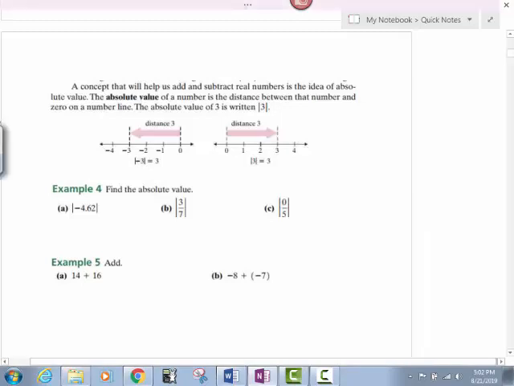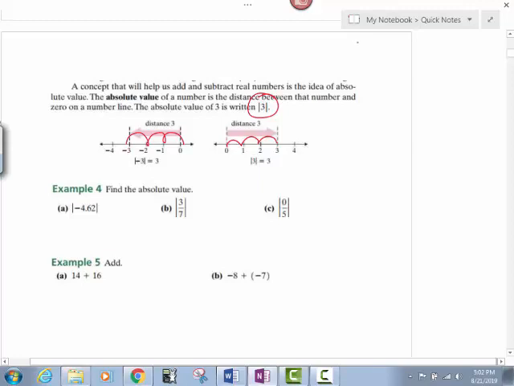So I want you to notice here what we have. And I'm going to explain this to you in a couple of ways. So the absolute value of 3, how far is it from 0 to 3? If we were to count 1, 2, 3 spaces, right? I also want you to notice that the distance from 0 to negative 3, 1, 2, 3 spaces, okay? So the absolute value is always going to be a positive number.